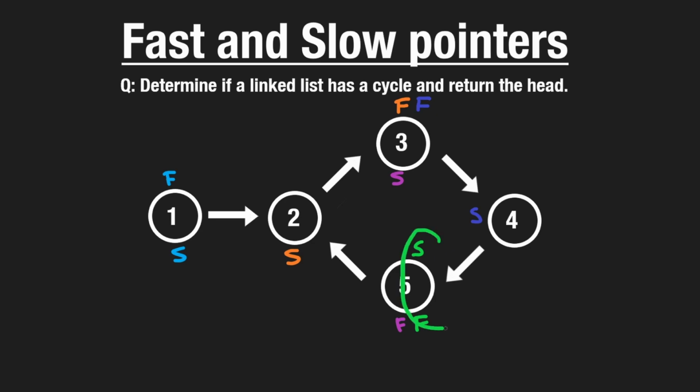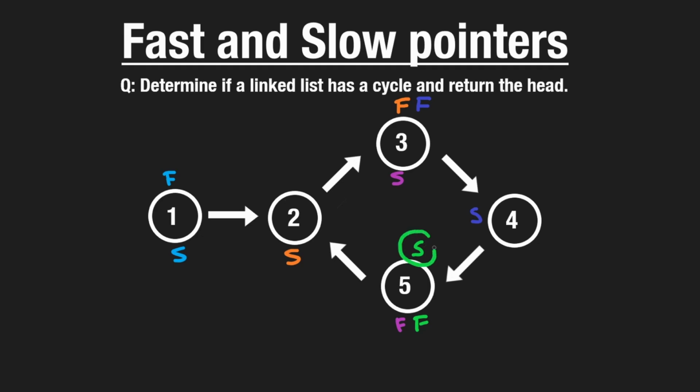But the 2 pointers don't necessarily intersect at the beginning of the cycle. So we know for sure that they intersect here, but now we don't know how many more spots we have to move before we get to the head of the cycle. Well, the solution is actually really easy, but very unintuitive.